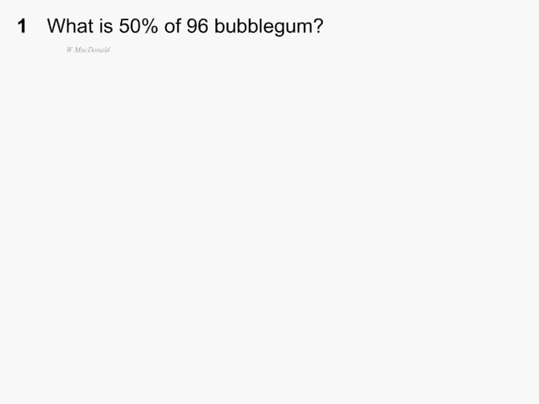Okay, grade 7, this is your section 4.1 formative quiz on finding mental percents of numbers. Your first question is, what is 50% of 96 bubblegum?